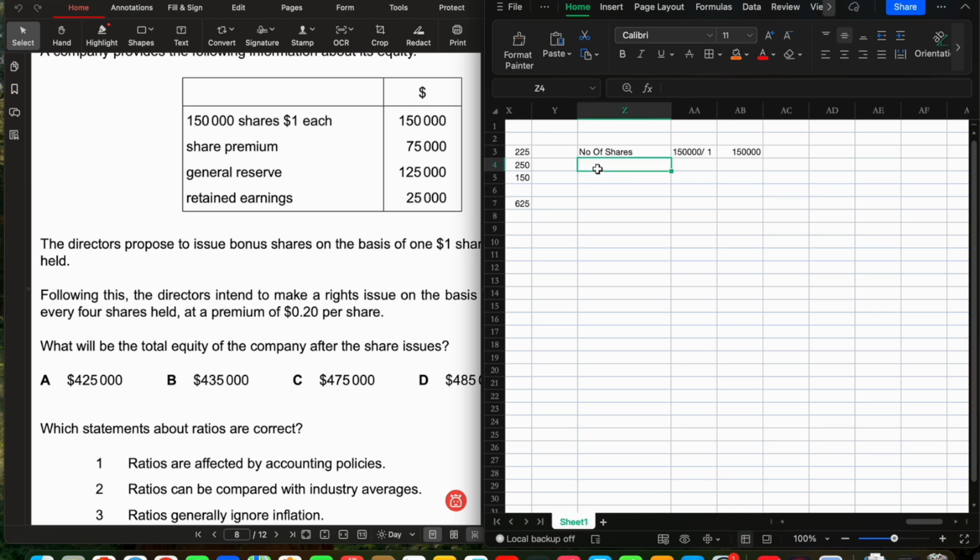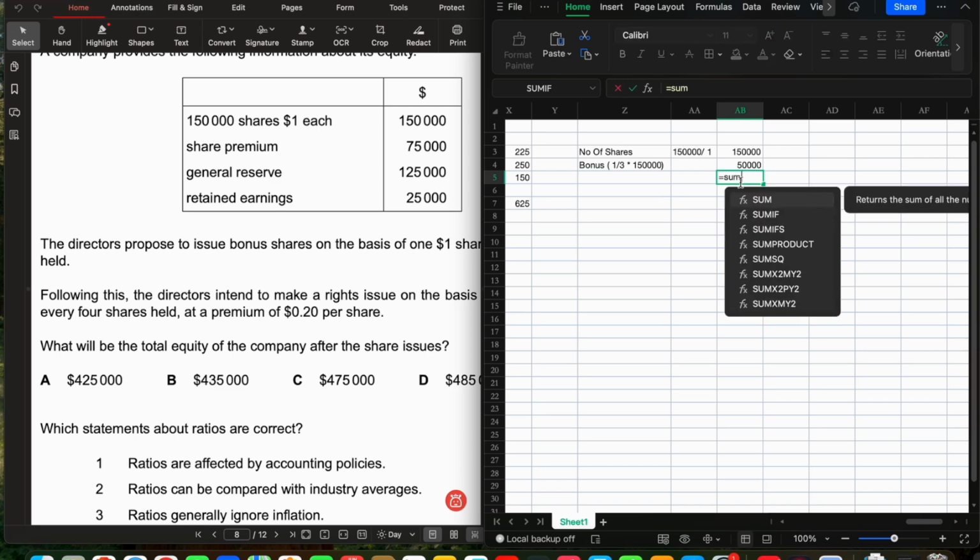We issued bonus shares. The bonus ratio, they say, will give you 1 share for every 3 held from 150,000 shares. So it means if you have 3 shares, we'll give you 1 share. If you have 150 shares, we'll give you 50 shares. If you have 150,000 shares, we'll give you 50,000 shares. And we issue bonus shares always at par, that means at $1 each. Now, the total number of shares after issuing the bonus shares is 200,000.